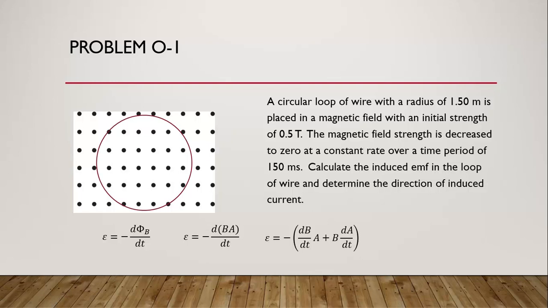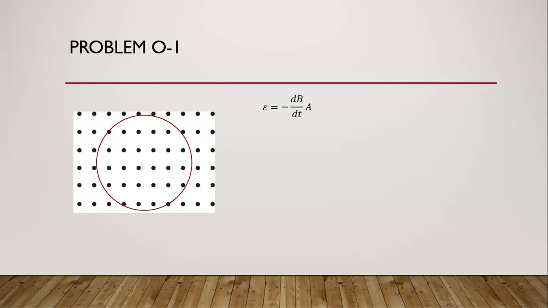Well, dA/dt is 0. We're not changing the current or the area at all. So really, this is going to be the rate of change in magnetic field times the area of your wire. We can find the area of the wire, pi r squared. We can also find the constant rate of change: if it went from 0.5 teslas to 0 in 150 milliseconds, that means your change in field is 3.33 Tesla per second.